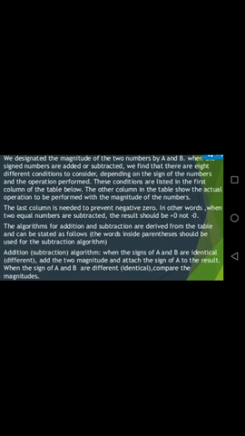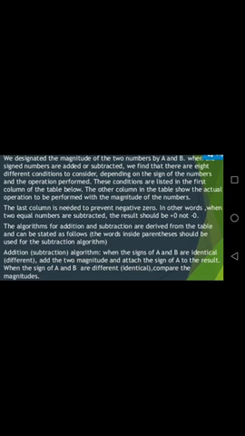So we find that there are 8 different conditions to consider depending on the sign of the number and the operation to be performed. These conditions are listed in the first column of the table. The other column in the table shows the actual operation to be performed with the magnitude of the numbers. The last column is needed to prevent negative zero. In other words, when two equal numbers are subtracted, the result would be plus 0, not minus 0.